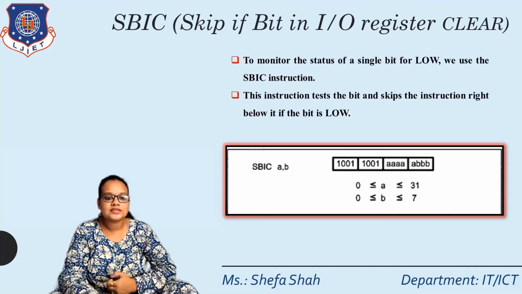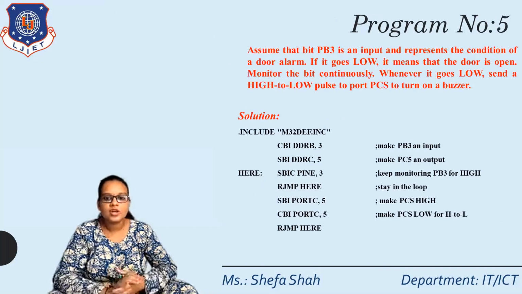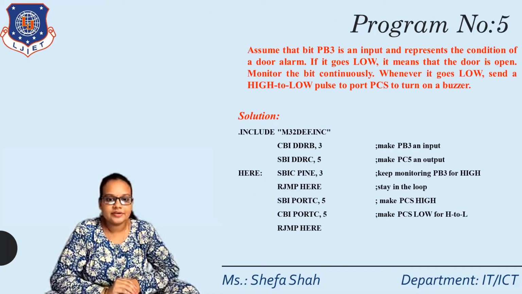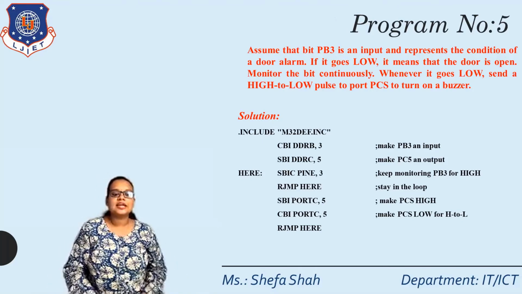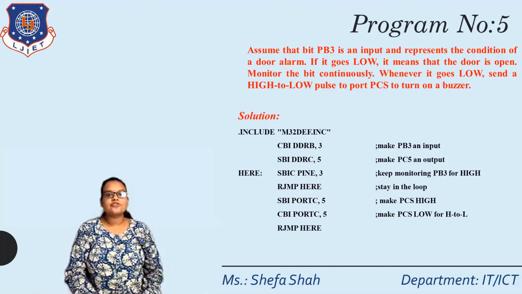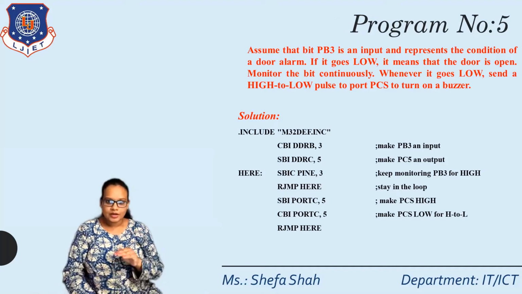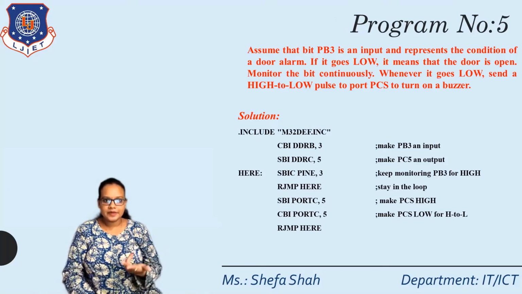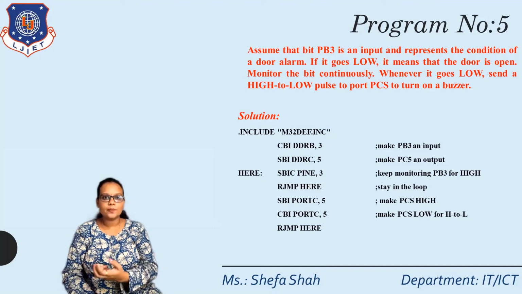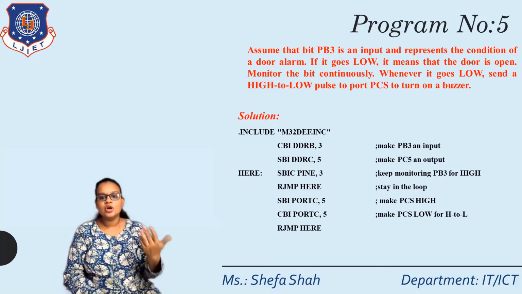Now let's take one example using SBIC. In this, it is written, assume that PB3 is an input. So we need to make port B third bit an input bit representing the condition of the door alarm, on which the door alarm has been attached. If it goes low, that means if the PB3 bit is 0, it means the door is open. Monitor this bit continuously, that means PB3. Whenever it goes low, we need to send a high to low pulse, which we have seen in the previous program, to PC5, on which the buzzer is attached.